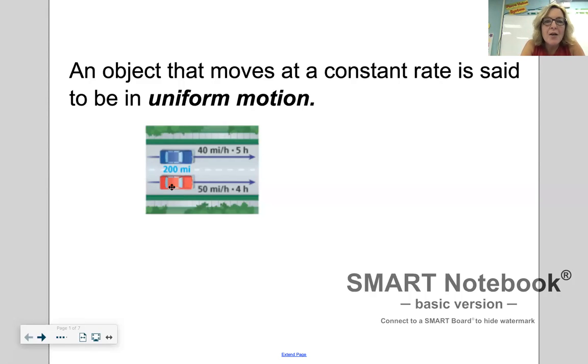You can see there are two cars, and you can see by the arrows that they are traveling in the same direction. One is going 40 miles per hour for 5 hours and has traveled 200 miles. The other is going 50 miles per hour for 4 hours and also has traveled 200 miles. So the things you have to think about are distance, rate, and time. There's a relationship that exists between distance, rate, and time, and that's what we're going to be examining today.